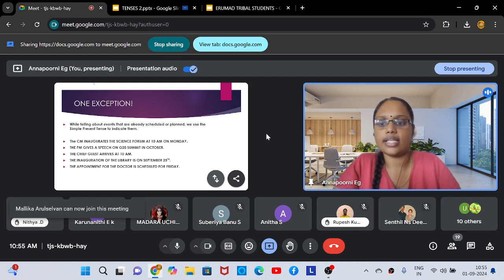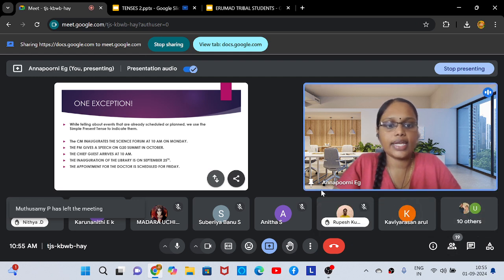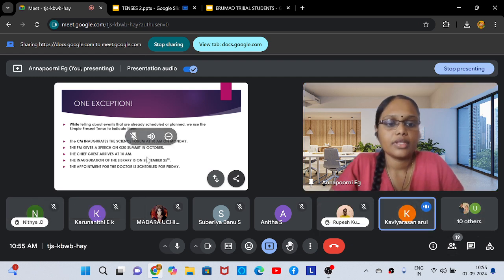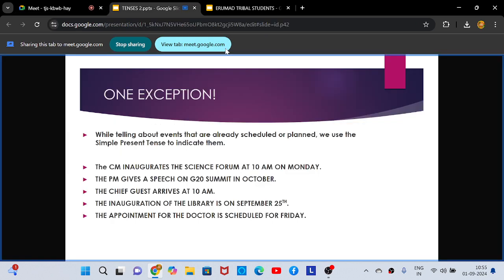So Kaviyarasan or Kadiravan, can you read this? Yes, ma'am. The CM inaugurates the science forum at 10 a.m. on Monday. The PM gives a speech on G20 summit in October. The chief guest arrives at 10 a.m. The inauguration of the library is on September 25th. The appointment for the doctor is scheduled for Friday.